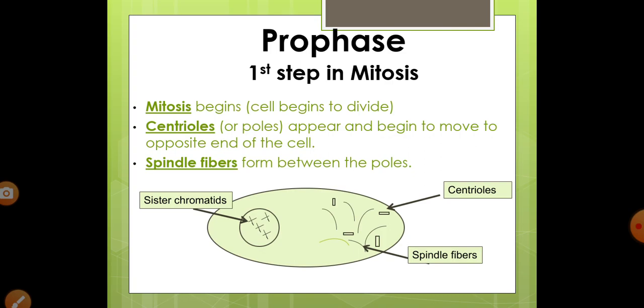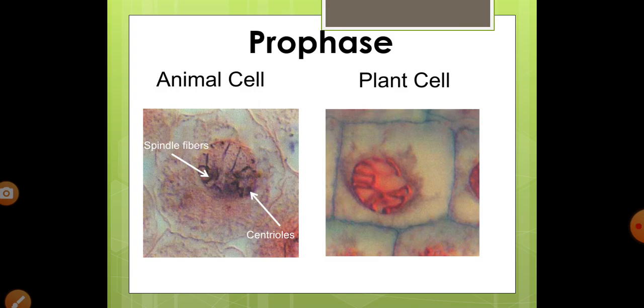As I have told you, this is the first step of mitosis. Mitosis begins and the cell begins to divide. Centrioles appear and begin to move to opposite ends of the cell. Spindle fibers form between the poles, to which the chromosomes will further get attached. You can see in this animal cell and plant cell clearly the condensation of the chromosomal material. They are getting condensed to form chromosomes.